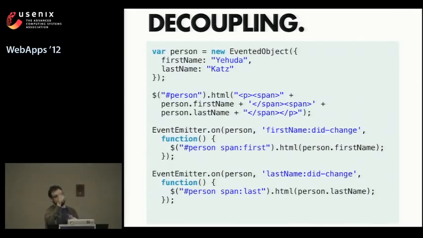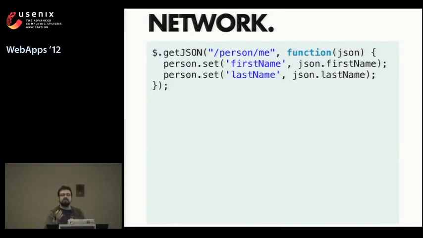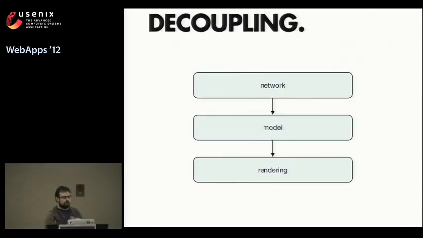Again, as always, these examples are intentionally simplified. So you take the HTML, you put it in the DOM, you get my first name, my last name, and you say, okay, event emitter, whenever the first name changes, go update the first name in the DOM, and whenever the last name changes, update the last name in the DOM. This allows us to say, I don't actually care. The person who changes the first name and last name does not have to care about how that affects the DOM. And so you could imagine that you do a network call for person/me, and when the person/me comes in, you set the first name and set the last name, and that will update the first name and last name.